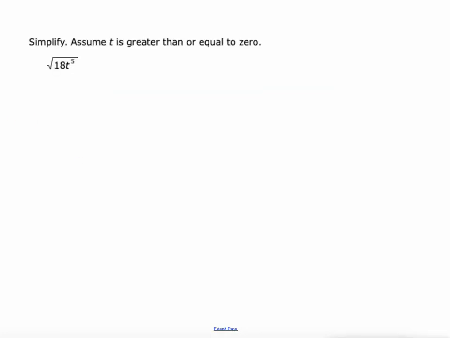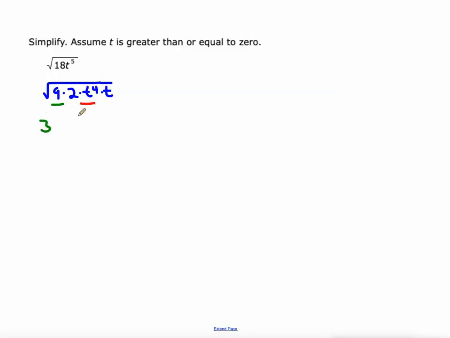All right, let's do this again. Again, we're looking for perfect square factors. 18 is also divisible by 9. Okay, so this time it's 9 times 2. And t to the 5th is not a perfect square, but if we expand it a little bit, like t to the 4th times t, which is still t to the 5th, then we get t to the 4th, which is a perfect square. So the square root of 9 is 3.